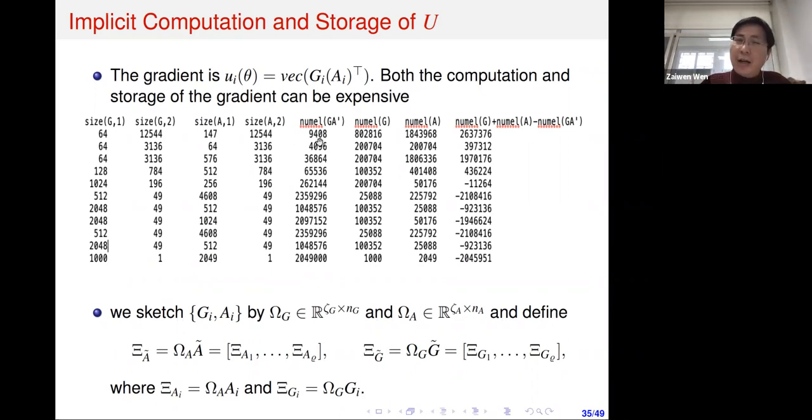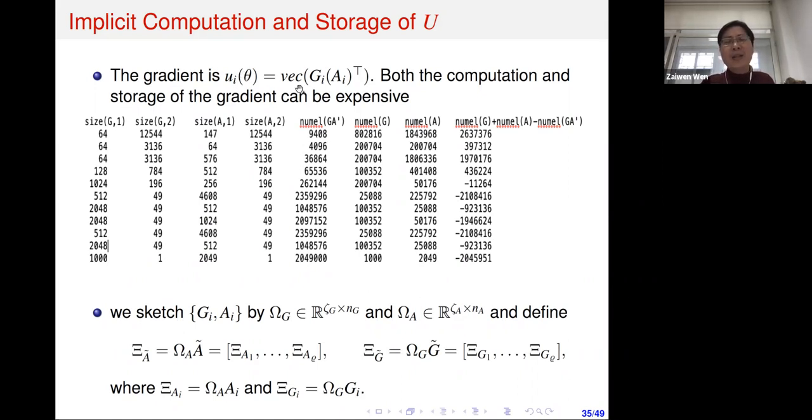However, on the fully connected names or some other names, storing the gradient explicitly is beneficial, because its dimension is much smaller than the dimension of G and A. However, on those other names, it's not affordable to store U explicitly.